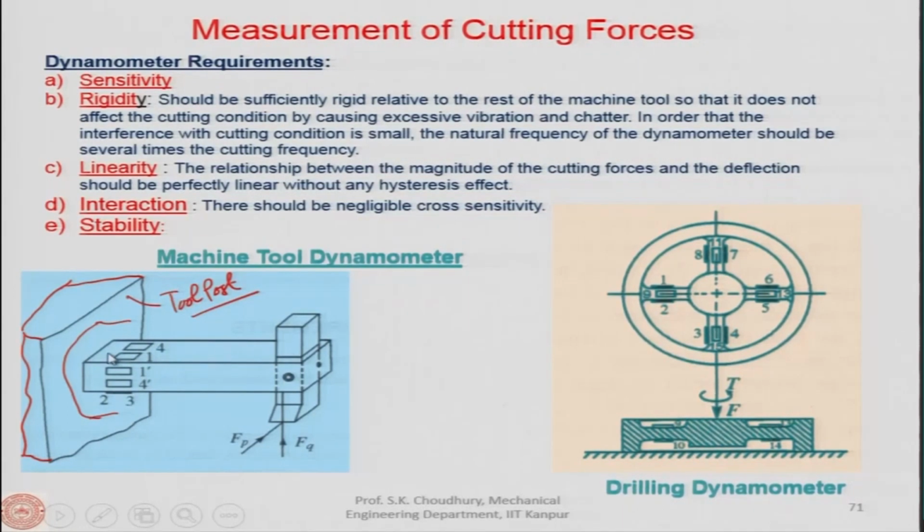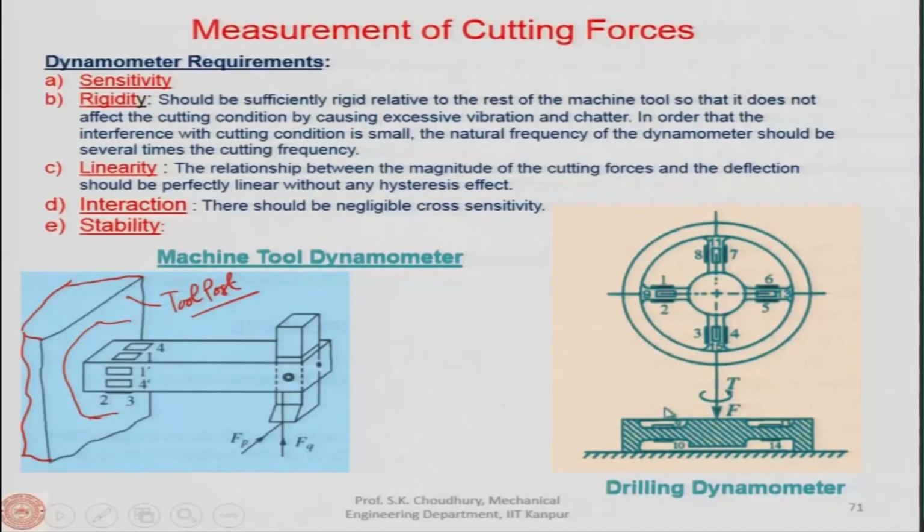So, both ways, either with the help of strain gauges or with the help of piezoelectric elements, you can find out the magnitude of Fq and Fp indirectly from the moment and from the strain that you are measuring, either from the Wheatstone bridge in the case of strain gauges, or in terms of the curves which the output of the dynamometer will give.